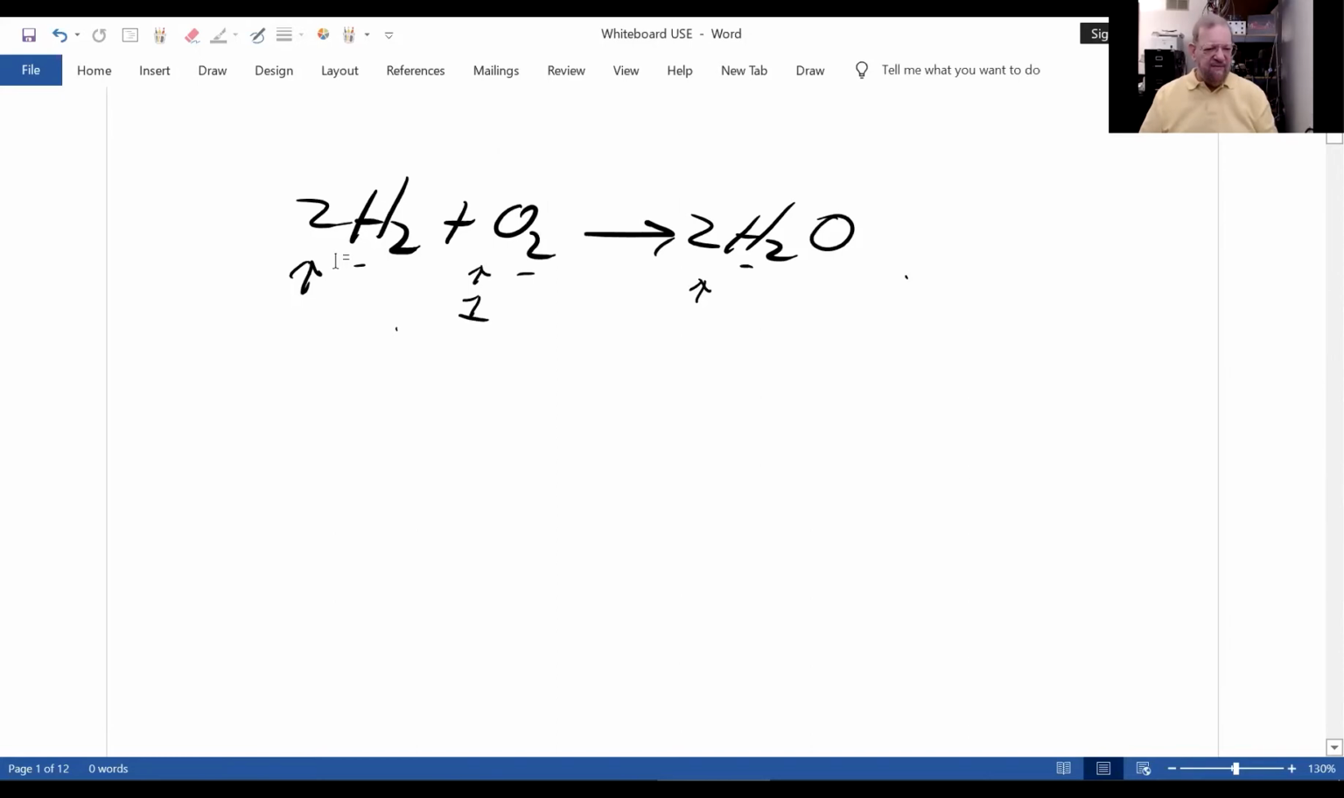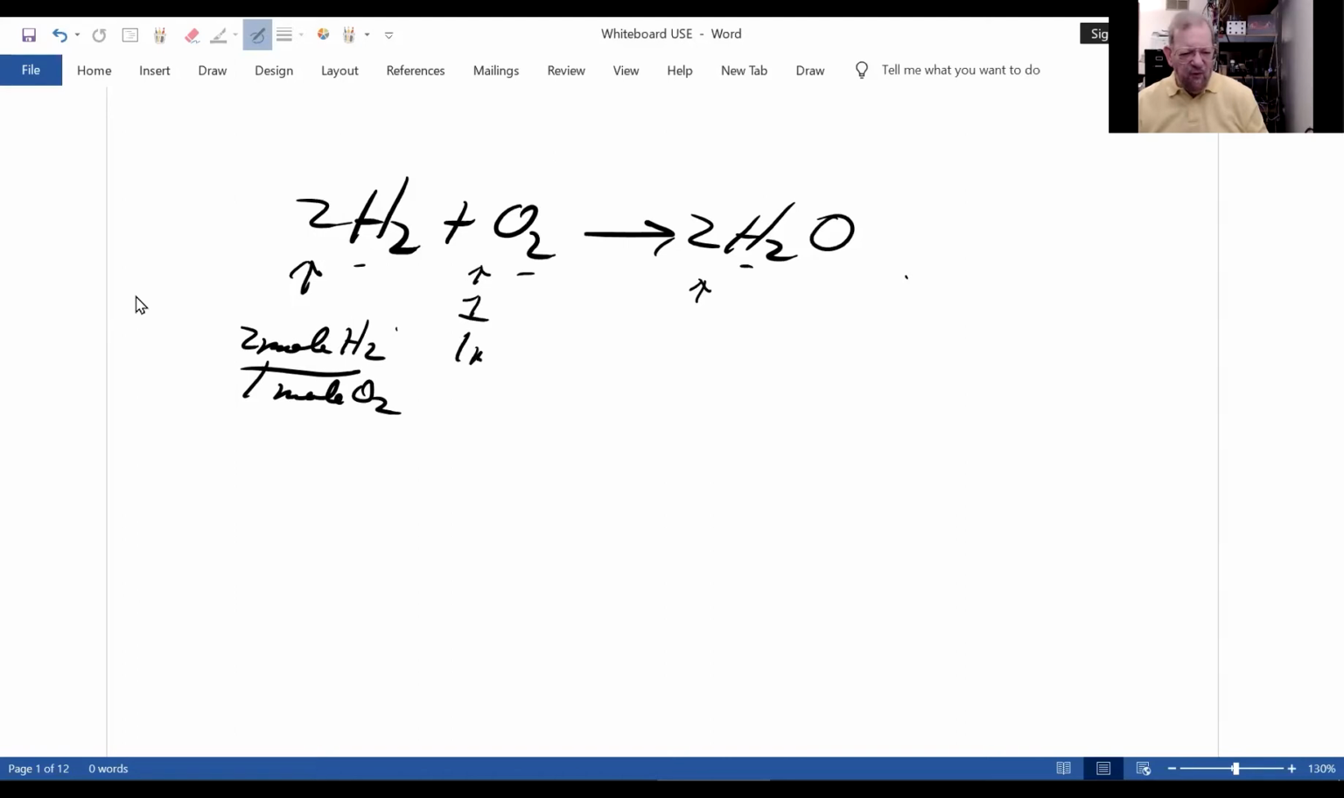I'll say that again. 2 moles of hydrogen react with 1 mole of oxygen to make 2 moles of water. And because of that, I can set up relationships. For every 2 moles of hydrogen, I need 1 mole of oxygen. And I can do the reverse. For every 1 mole of oxygen, I need 2 moles of hydrogen. I can also write relationships.